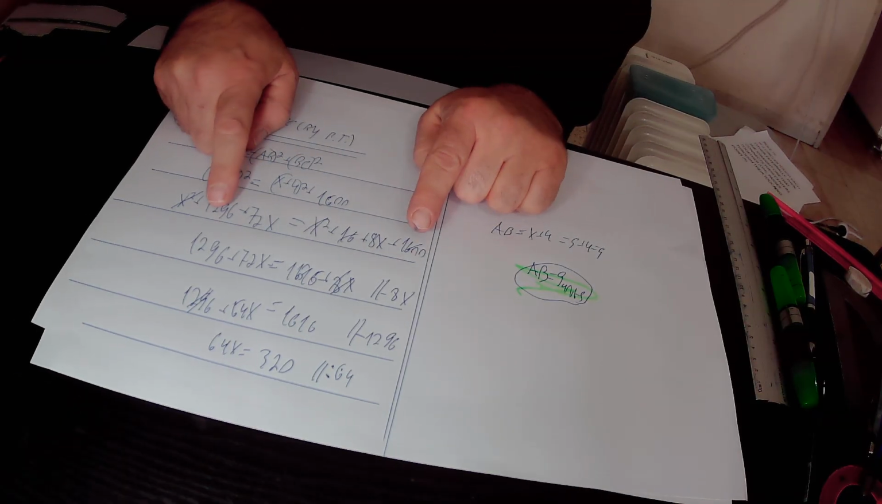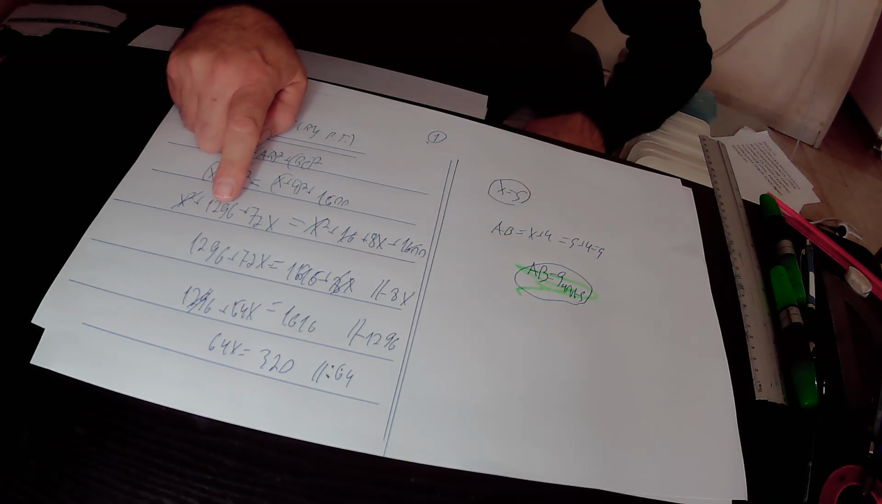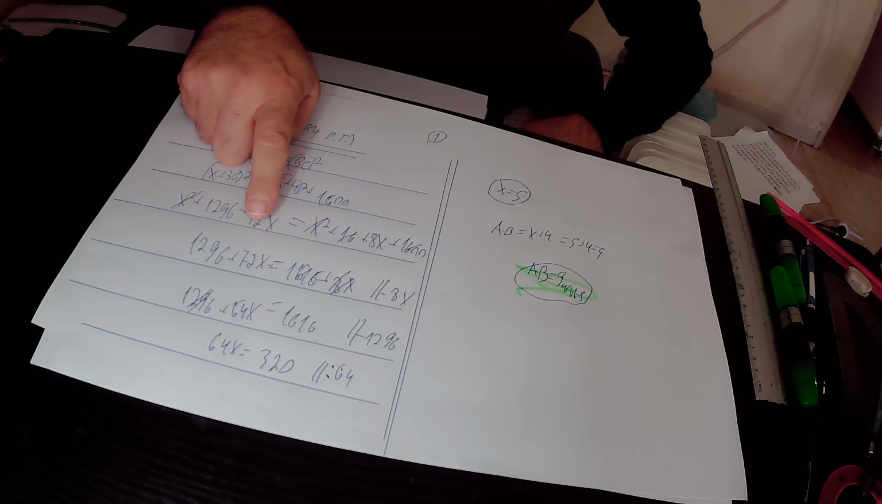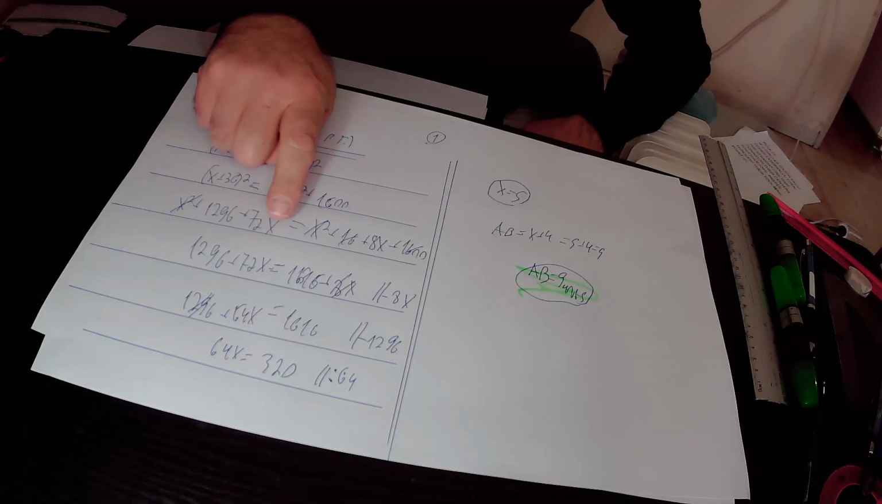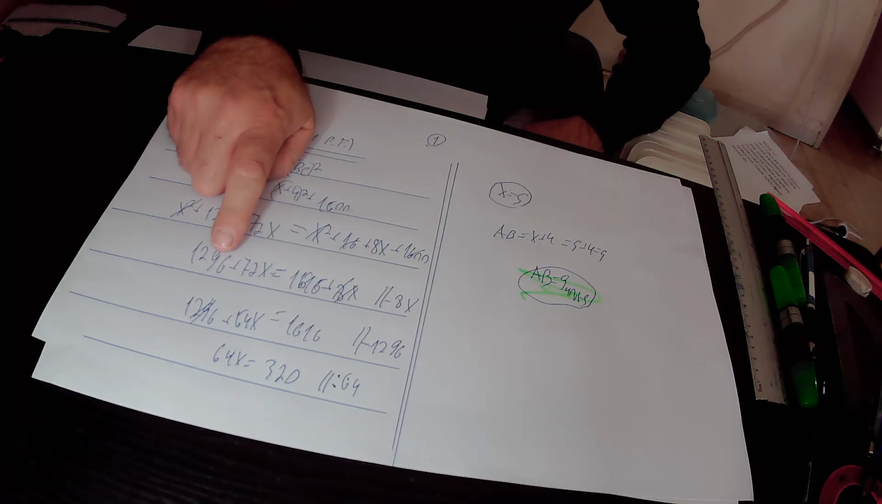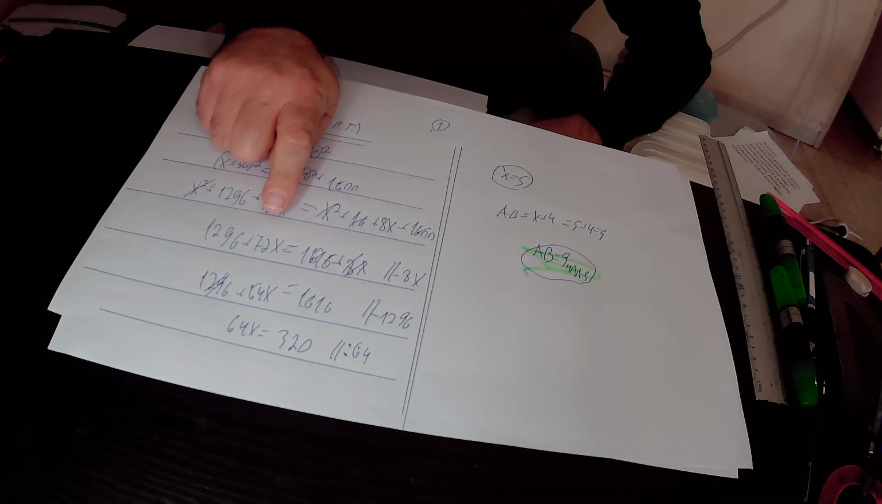Here we subtracted 8X from the equation. So on this side of the equation, we have 1296, and 72X minus 8X is 64X, equals 1616, and 8X minus 8X is 0. So in total, we found that 1296 plus 64X equals 1616.